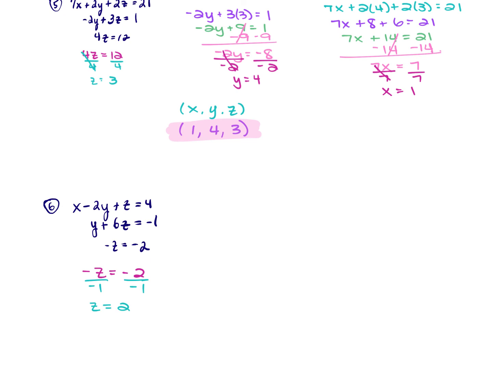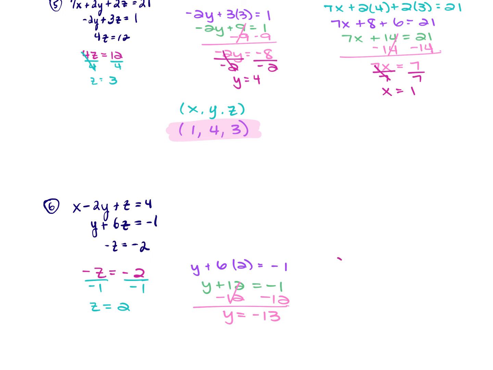Solve for y next. You have y plus 6 times z, which is 2, is equal to negative 1. 6 times 2 is 12, so y plus 12 is equal to negative 1. Move your 12 over. That gives you y is equal to negative 13.